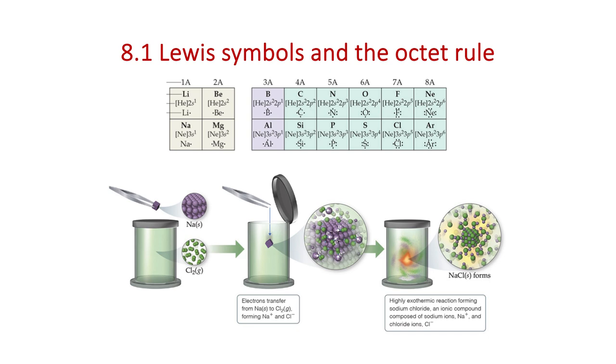Okay, in terms of coming up with a Lewis symbol, we usually look at the position on the periodic table, get a sense of how many valence electrons an atom has.